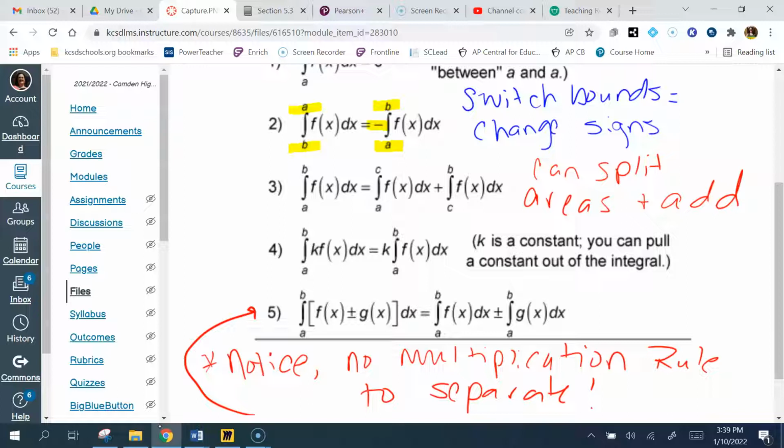And number 5, really, really important. You can split these functions up with addition or subtraction, but you cannot do this if you are multiplying. So do not try. This does not work if this is multiplied or divided. It only works when you're adding or subtracting. Very important concept there.